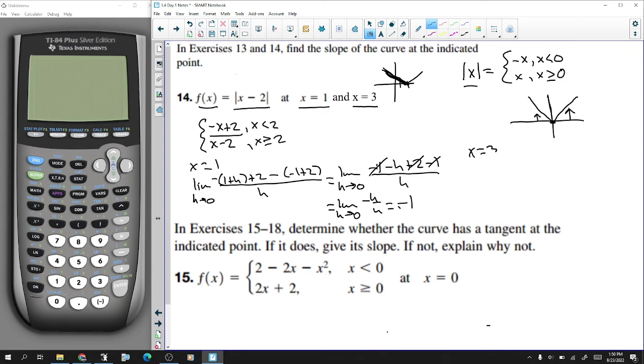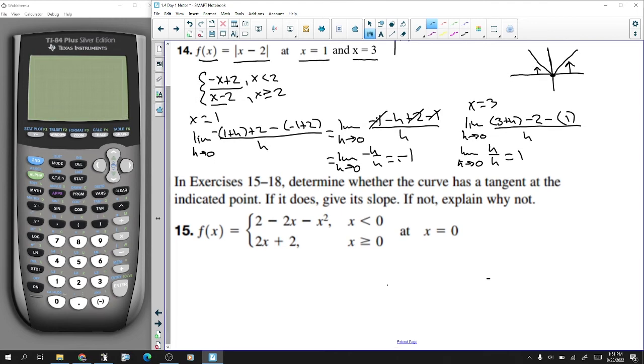For x equal to 3, we're going to use x minus 2. Limit as h approaches 0 of 3 plus h minus 2 minus, when we plug 3 in, we get 1. 3 minus 2 is 1, all over h. Limit as h approaches 0 of 3 minus 2 minus 1 is 0, h over h. Slope is 1. We can see that. The slope is 1 here.